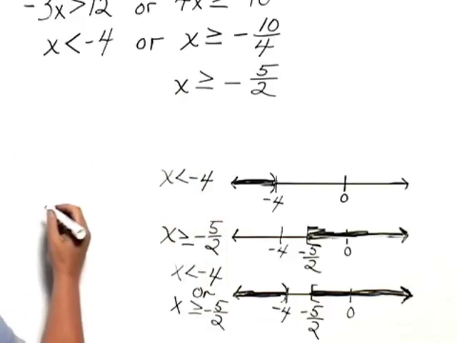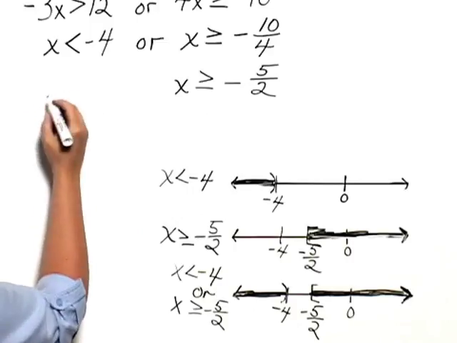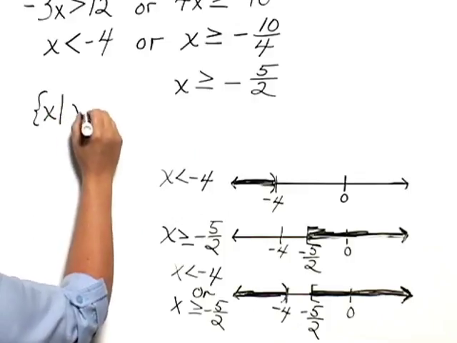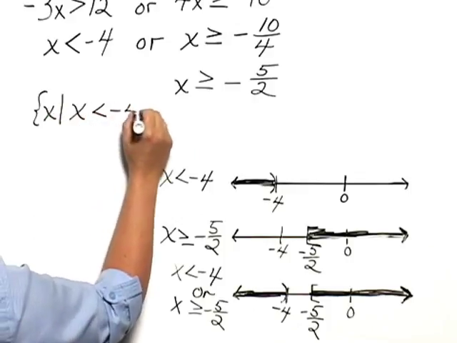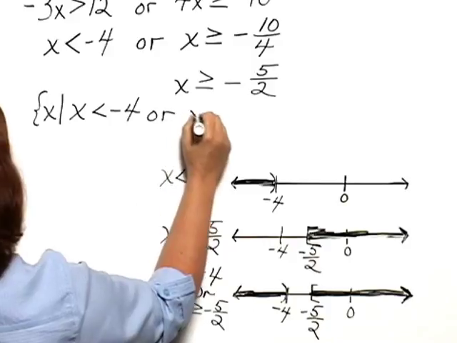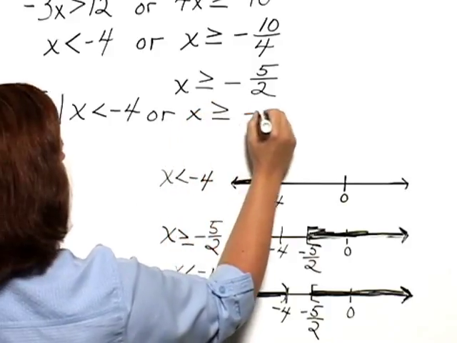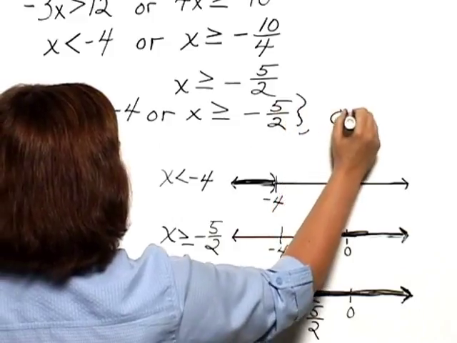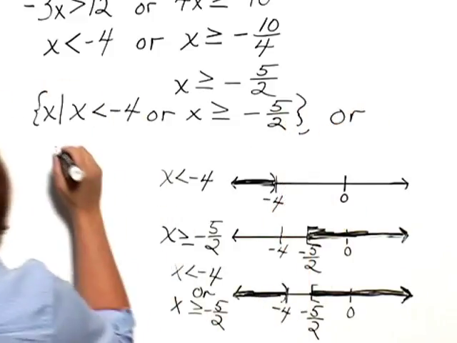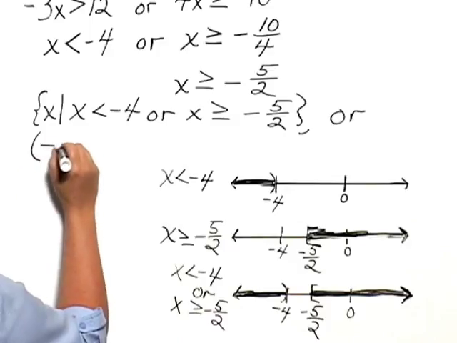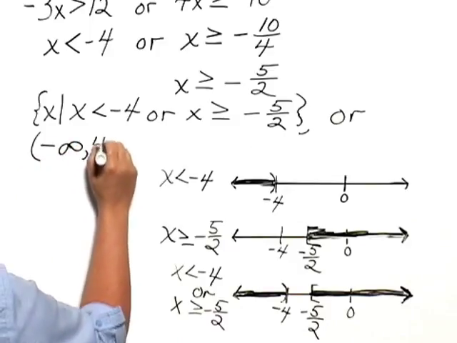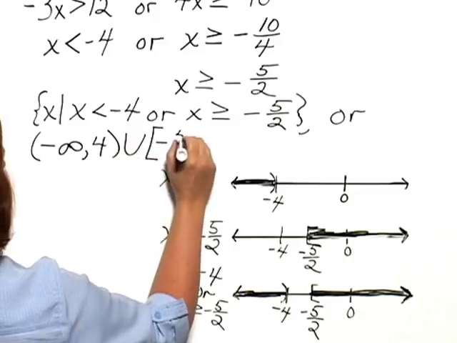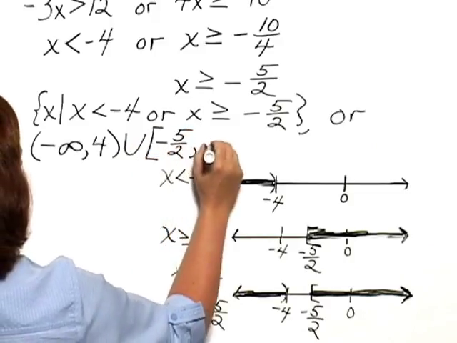So when we write our solution set, using set builder notation, we write the set of all x such that x is less than negative 4 or x is greater than or equal to negative 5 halves. Or we can write that in interval notation as the union of the interval from negative infinity to negative 4, not including negative 4, and negative 5 halves to infinity.